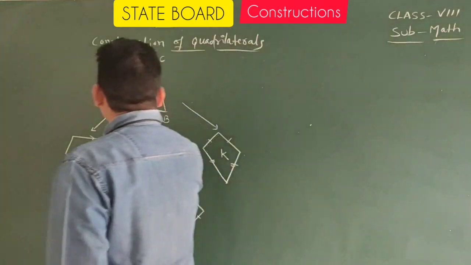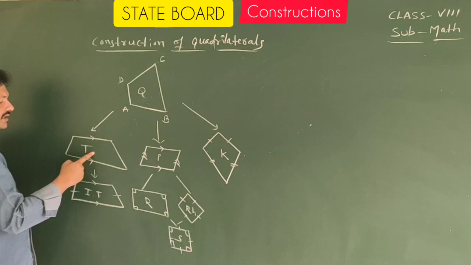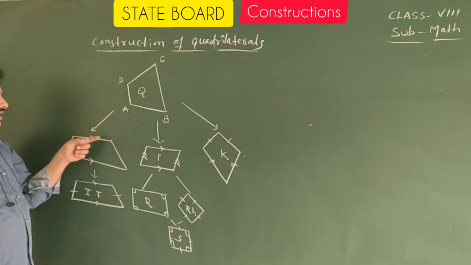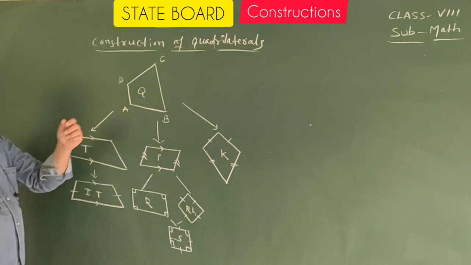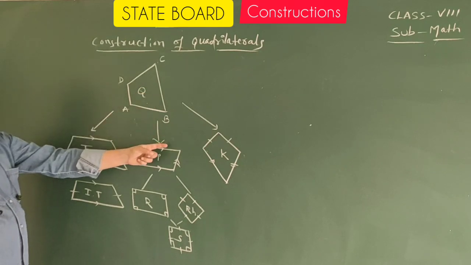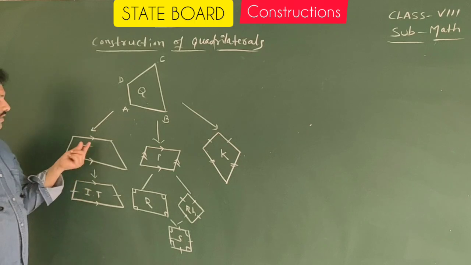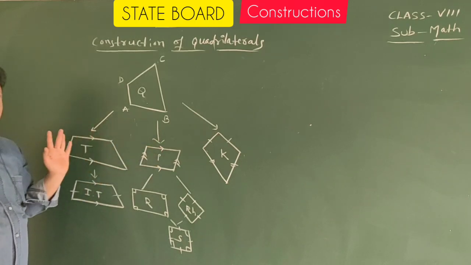Here, in a quadrilateral, one pair of opposite sides are parallel. It's a trapezium. In a quadrilateral, two pairs of opposite sides are parallel. It's a parallelogram. Only one pair means trapezium. Two pairs of opposite sides are parallel, it's a parallelogram.